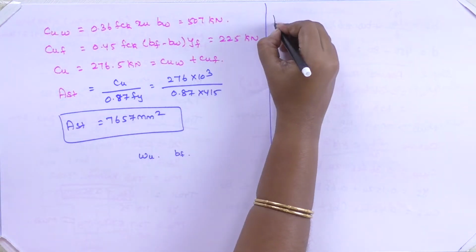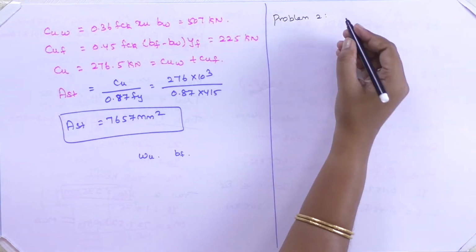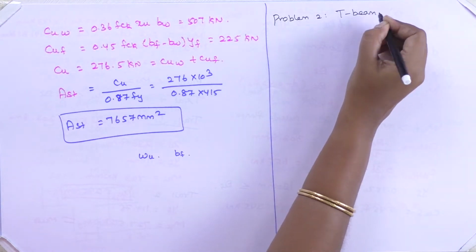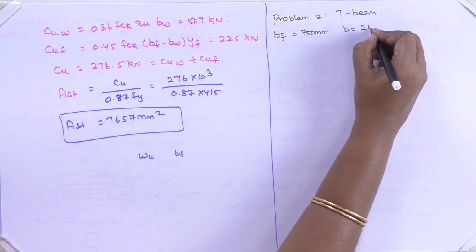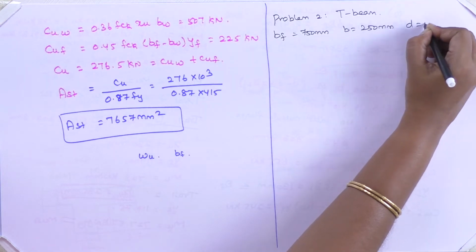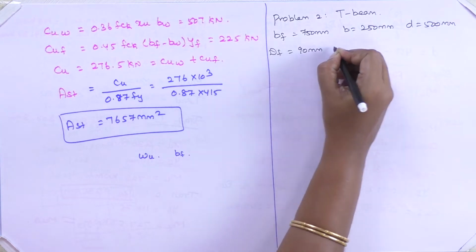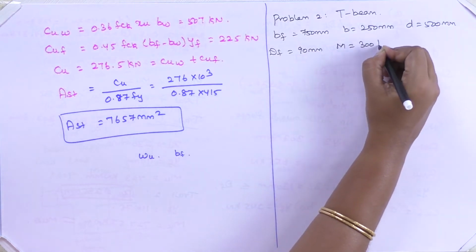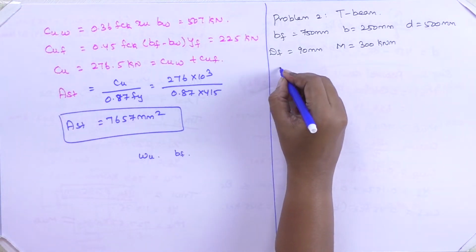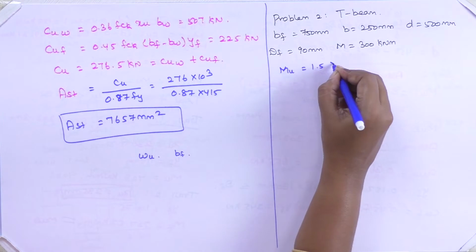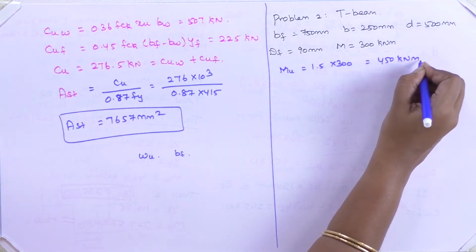Quickly, problem 2. It is for a doubly reinforced section. T-beam, BF is equal to 750 mm, B is equal to 250 mm, D is equal to 500 mm, then DF is equal to 90 mm, M is given as 300 kilonewton meter. I have taken MU as 1.5 times 300, that is 450 kilonewton meter.